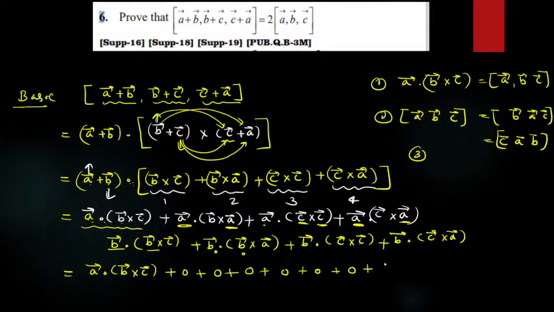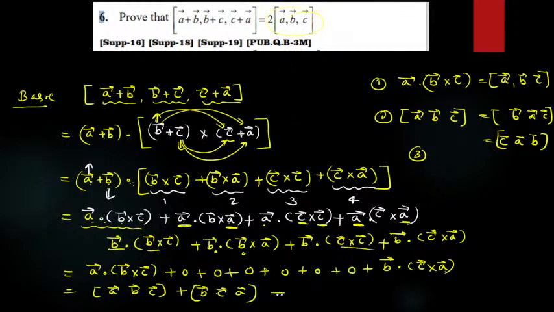What is left? Left is what? B dot C cross A. Okay, you know how to write A dot B cross C. Simply you write first vector, second vector, third vector, plus what is remaining here? First, second, third, that is [B, C, A]. Okay, now but we need to prove that that is equal to 2 times of [A, B, C], right?